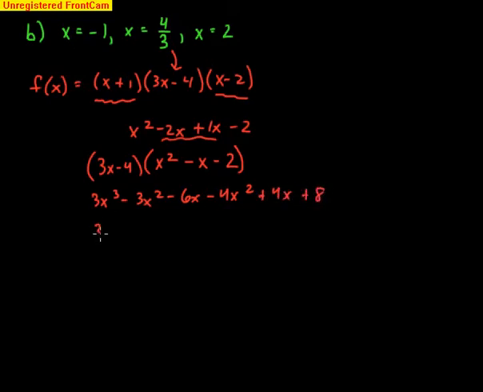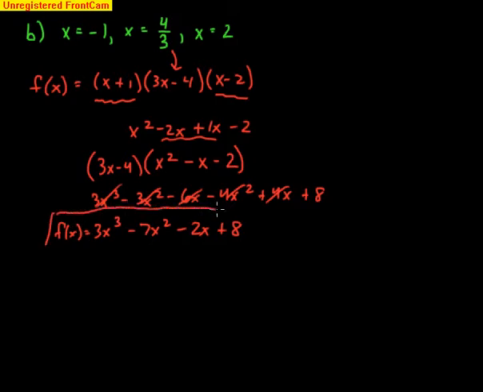And we will combine all like terms. The 3x cubed is alone. Minus 3x squared minus 4x squared is minus 7x squared. Minus 6x plus 4x is minus 2x. And then the plus 8 is the only constant. And there is our function. Okay, so be careful of those fraction zeros.